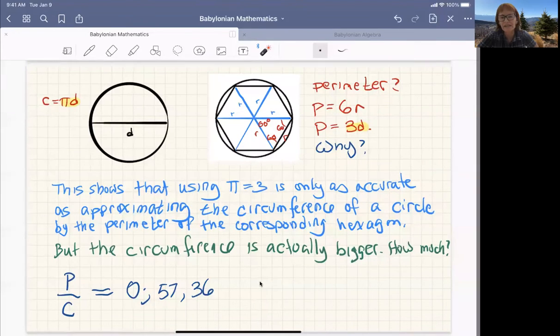And the diameter is 2R. So if we replace 2R with D, we get 3 times D. So on the one hand, we have for the circle, pi times D. And for the hexagon, you have 3 times D.